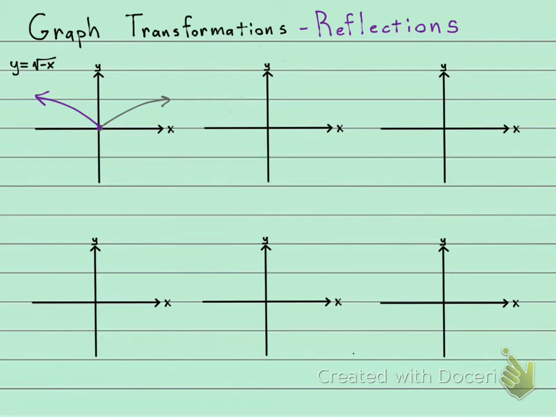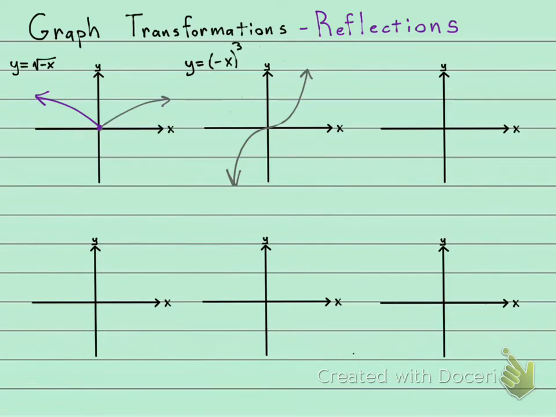All right, let's reflect another one. y equals x to the third. Our basic graph looks like this. It's like a snake. And now what we're going to do is put a negative inside with the x. So we're not going to graph y equals x to the third. We're going to graph y equals negative x to the third power.